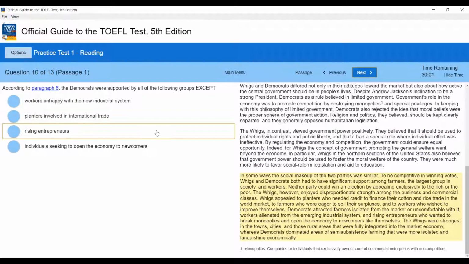Okay, next, 10. This is an exception question. So of these four choices, three of them are in the paragraph, and this is a longer paragraph, so I have to double check this. Three of them are in there, one of them is not. So I need to just do a process of elimination very quickly, if possible. And see. So looking at my choices, okay, workers unhappy. Is there anything about talking about workers? Large group in society, workers.